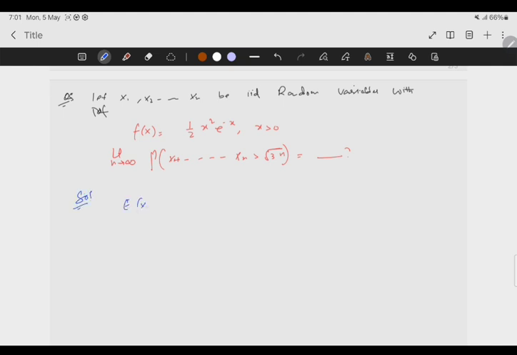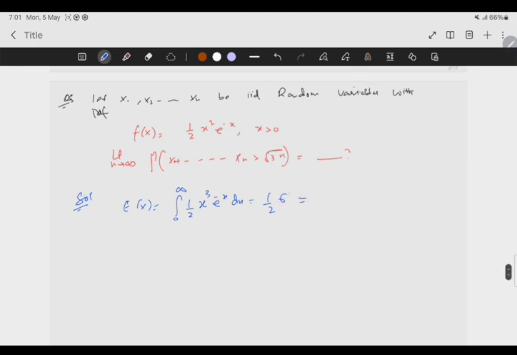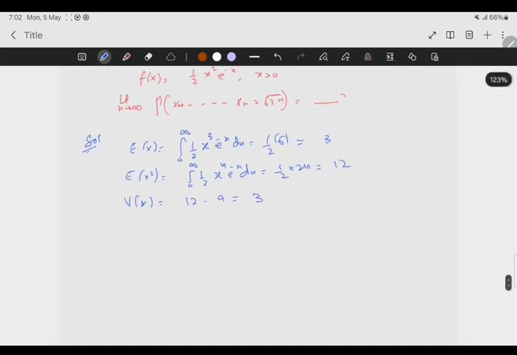What is expectation of X? That is the integral from 0 to infinity of (1/2) x^3 e^(-x) dx, that is 1/2, this becomes gamma function, gamma 4, that's 3 factorial, which is 6. So expectation of X is 3. Now what's expectation of X square? That is the integral from 0 to infinity of (1/2) x^4 e^(-x) dx, that will be nothing but 1/2 times 4 factorial, that is 24, which is equal to 12. So what's variance of X? That is 12 minus 9, which is equal to 3. This is expectation of X square minus expectation of X whole square, which is 3.